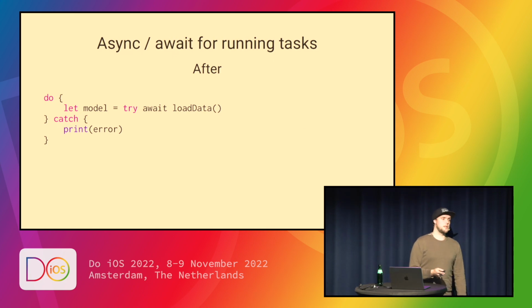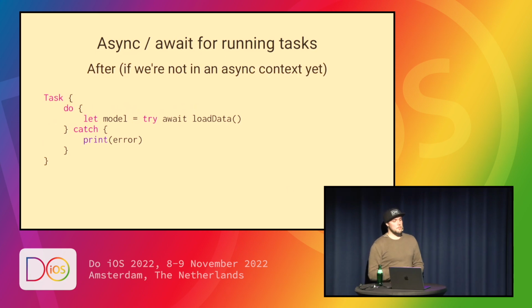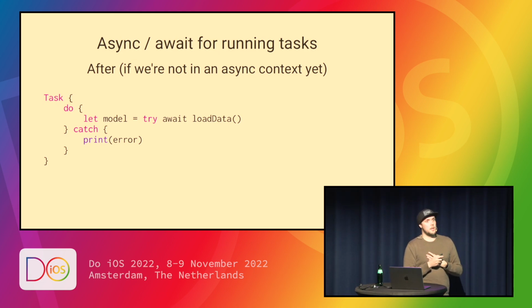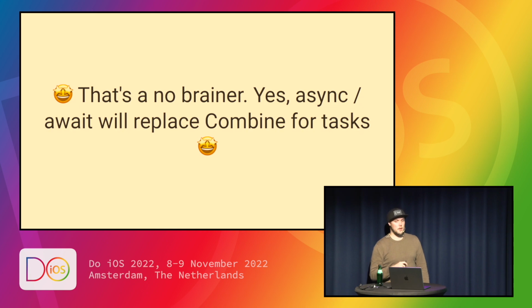But we can't always do this. We can only do this if we are already in an asynchronous context. It is completely beyond the scope of this talk to explain what an asynchronous context is, but essentially it is a place where you can call functions that need to be awaited. If we're not already in one, we can create one by building a task, right? And this task will make us an asynchronous context and allow us to await our network call. To me, this is still nicer than what we get with combine and subscribing, right? So it's completely a no-brainer. Yes, async await will replace combine for tasks.